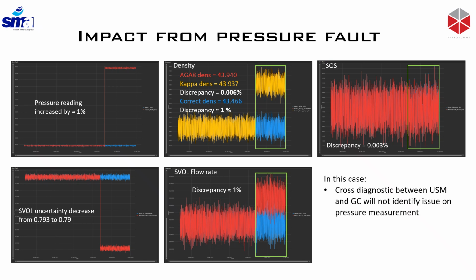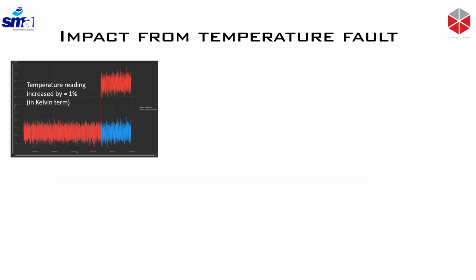Now, the conclusion for this is that because we are monitoring real-life data, we are monitoring the difference between the AGA density and the kappa density. In this particular case, we don't really tend to see any difference between the AGA density and the kappa density, and therefore the pressure transmitter or pressure information is not very useful in terms of cross-diagnostic between USM and GC. So we cannot use pressure measurement to identify issues with the pressure transmitter using this method.